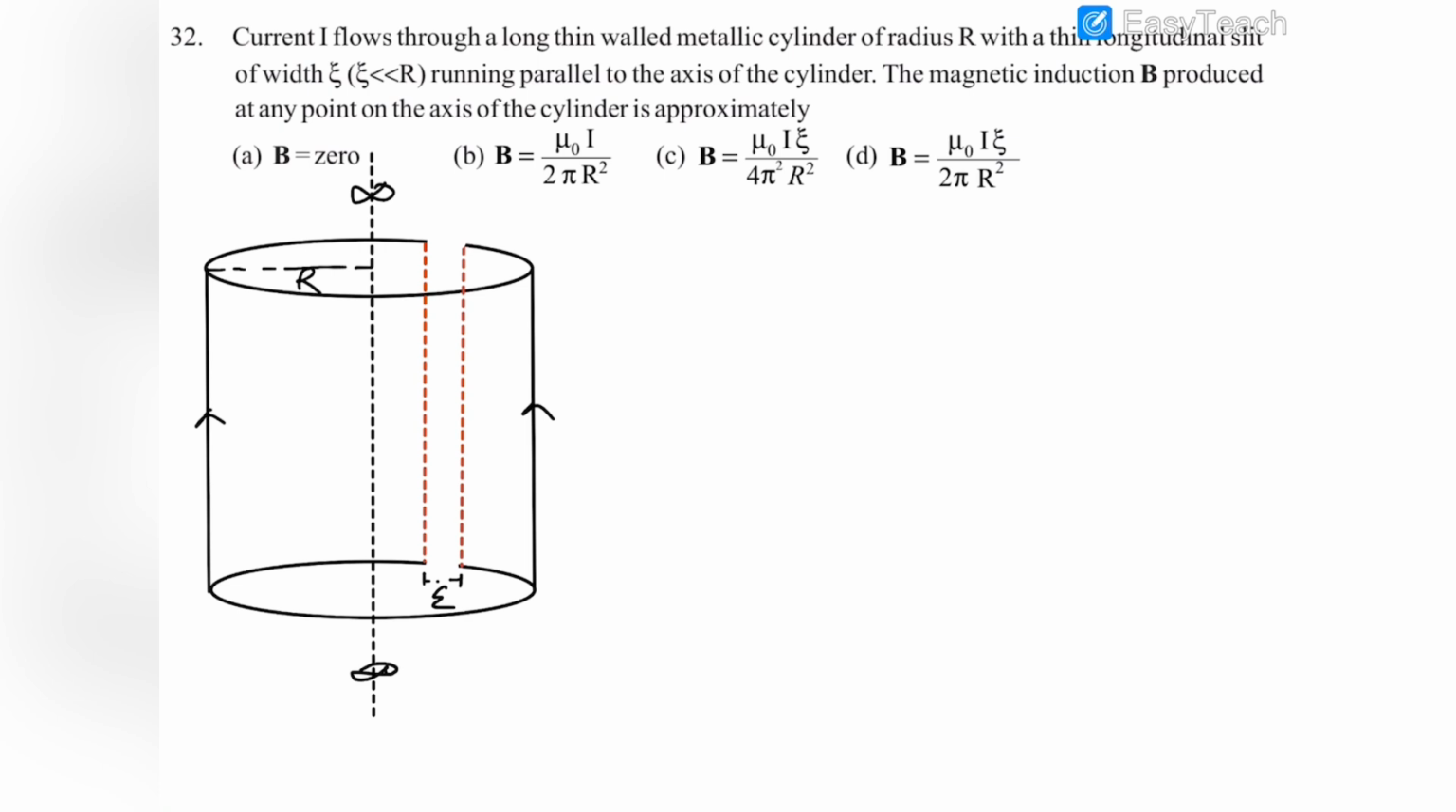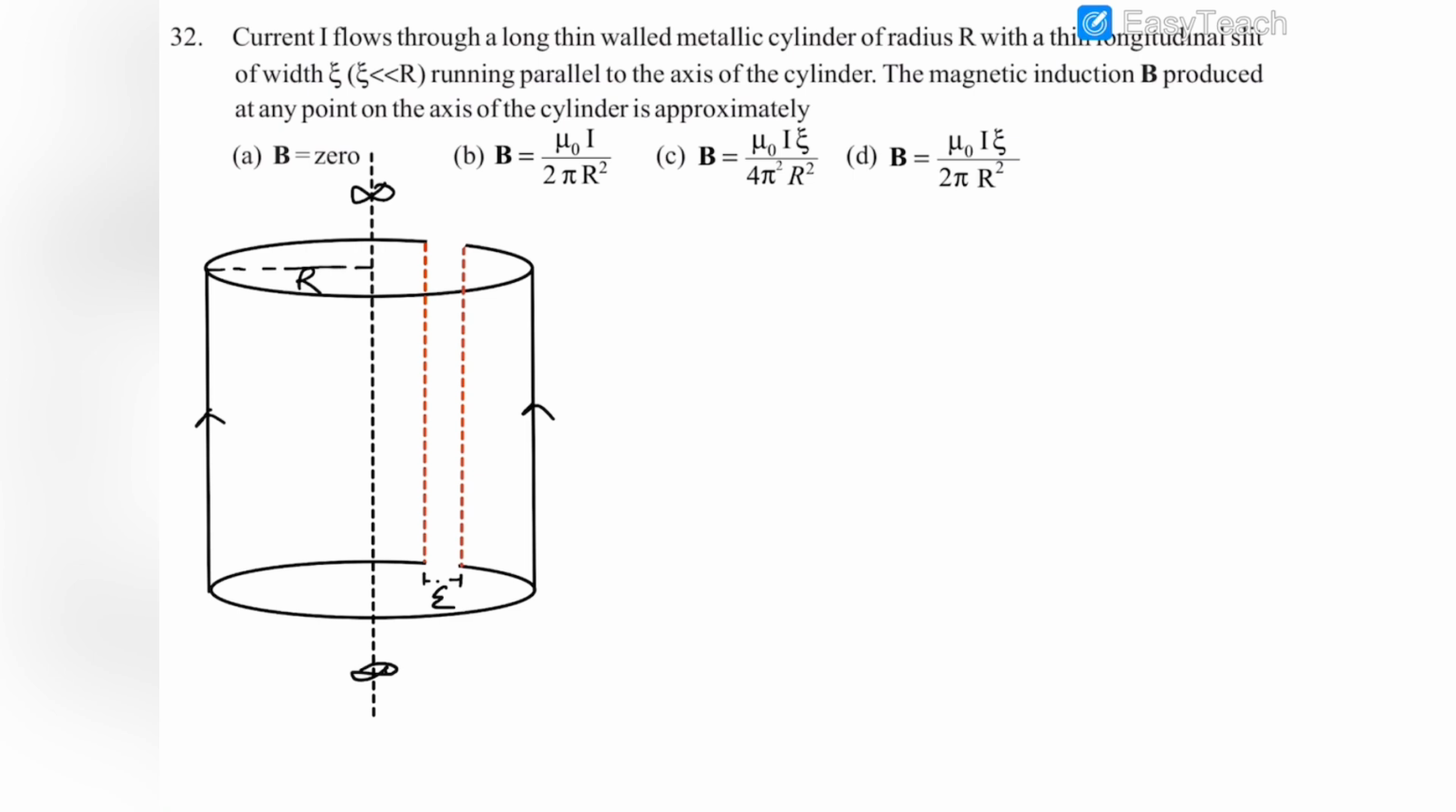There is a small slit of width epsilon which is running parallel to the axis of the cylinder, and this small slit is on the surface of the cylinder. It is given that epsilon is very much less than r. So we have to find out the magnetic induction B due to this remaining cylinder at the axis.